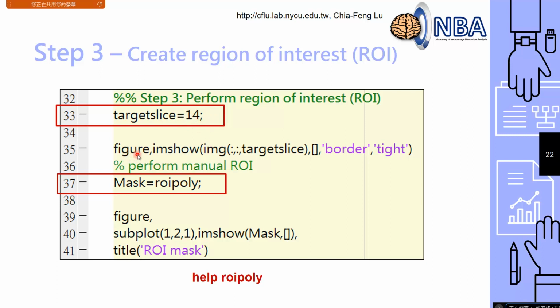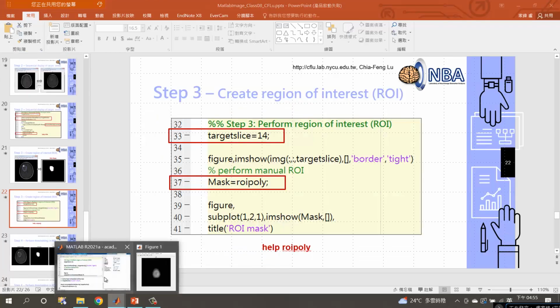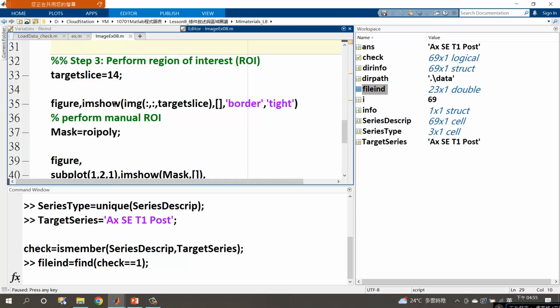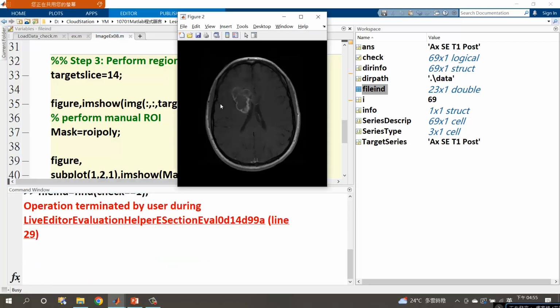So you can see now I use the figure and the imshow to display this imaging, right? And now for line 37, this one is very, very important. ROI poly. ROI poly is a built-in function. It can help you to create an ROI. So I'm going to do this right now for you, just for this part, okay? So let me do this.